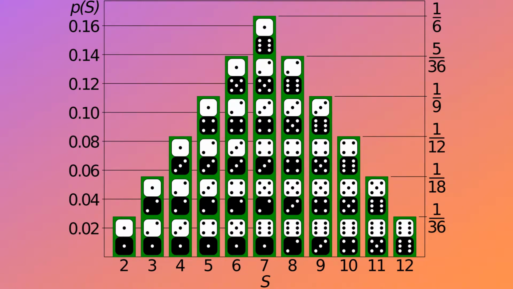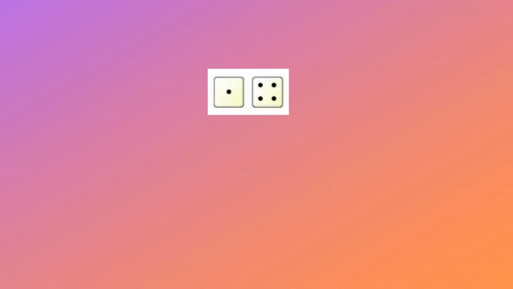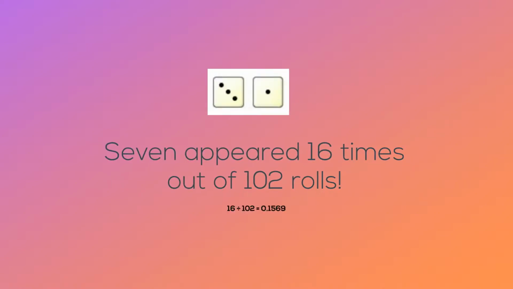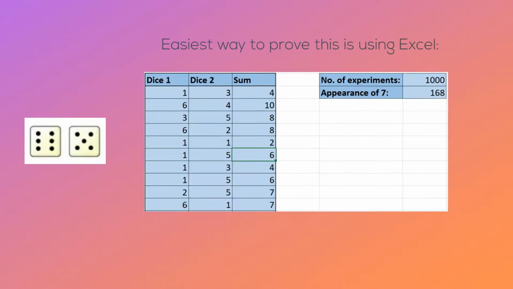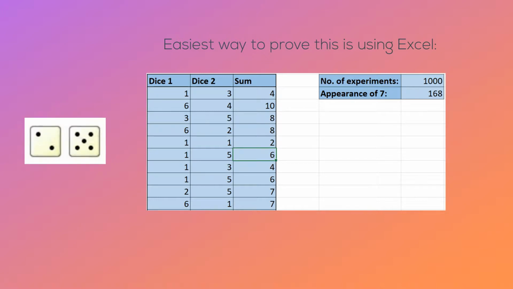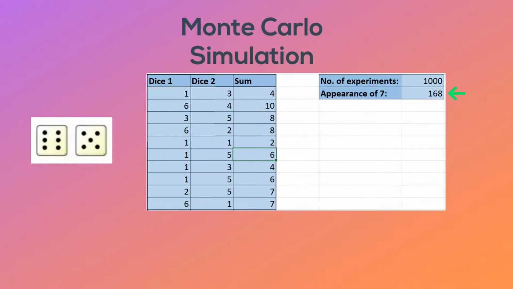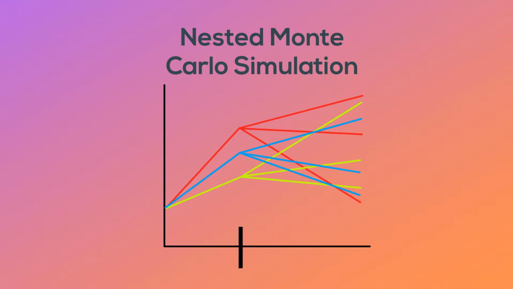However, Monte Carlo simulation requires us to actually throw two dice multiple times. For instance, you throw the dice 100 times and observe how many times 7 comes up. You will see that the result will be close to 1 over 6. If you do the simulation 1,000 times, then the result will eventually converge to 1 over 6. Now that we understand how a Monte Carlo simulation works, we can begin to explain the idea behind a nested Monte Carlo simulation.